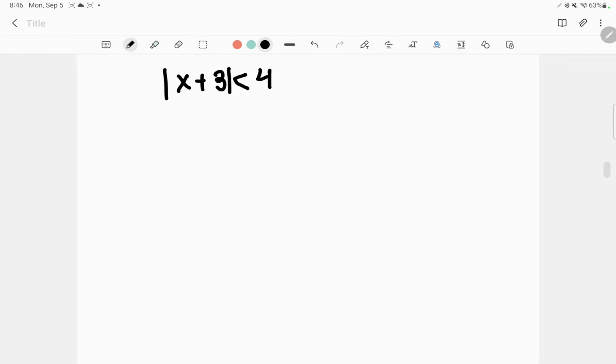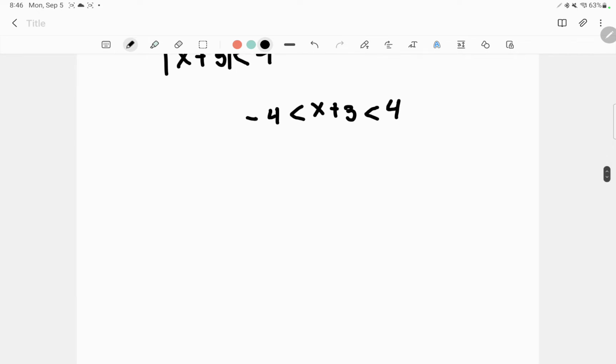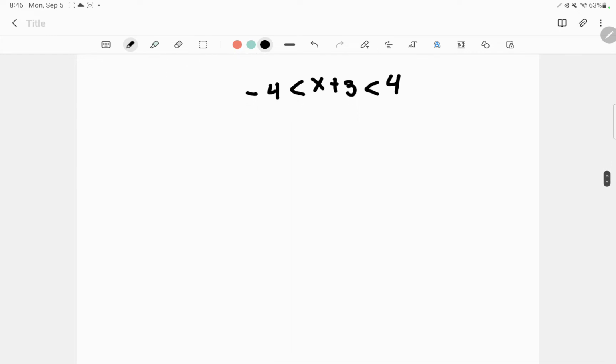If you remember, you can go back on the video and see. I'm going to have to separate it into -4 is less than x plus 3, which is less than 4, since I'm taking the absolute value. Okay, that's how they want us to write this type of problem. Whenever we get this type of problem, they always want us to do this.